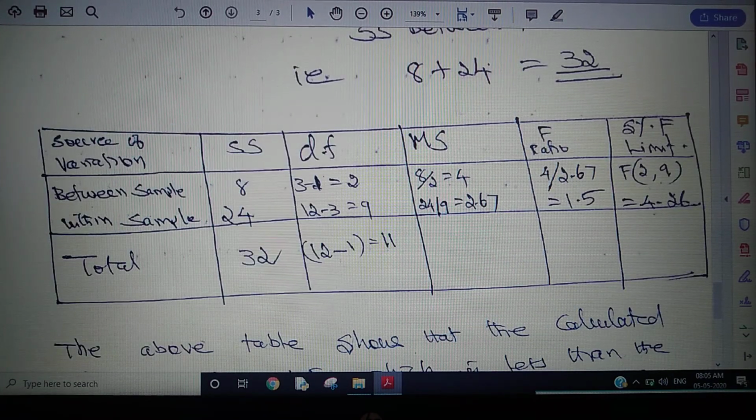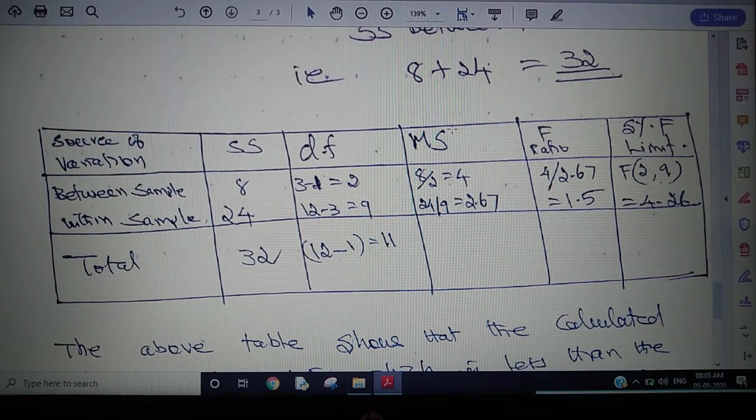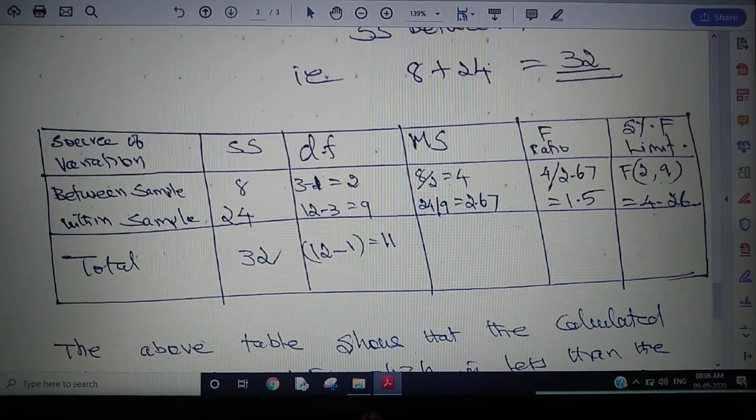If you construct the table, the source of variation between samples has SS 8, degrees of freedom number of samples minus 1, which is 2, and 8 by 2 is 4, the mean square, which is SS divided by degrees of freedom. Within samples, 24 divided by 9 gives 2.67. Then 4 divided by 2.67 gives the F value of 1.5, and the table value of F at degrees of freedom 2 and 9 is 4.26.